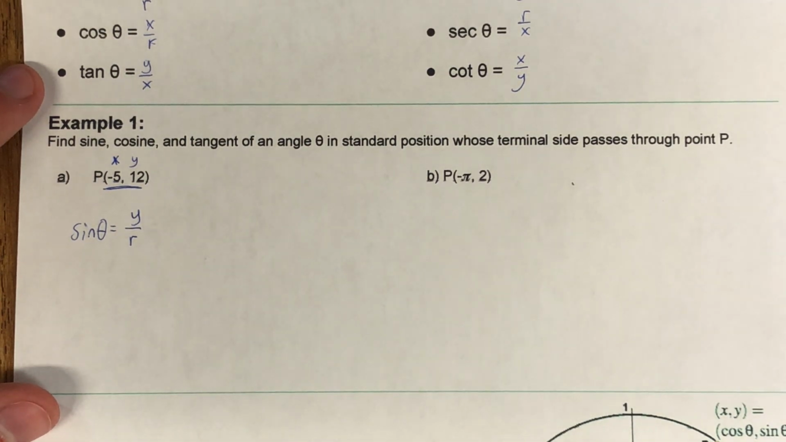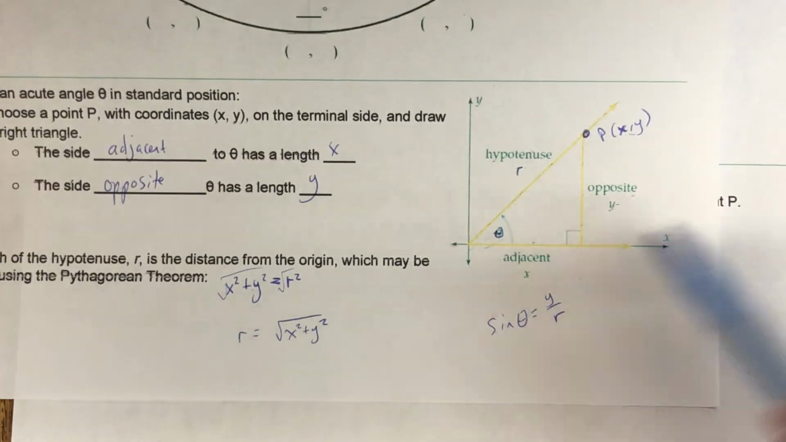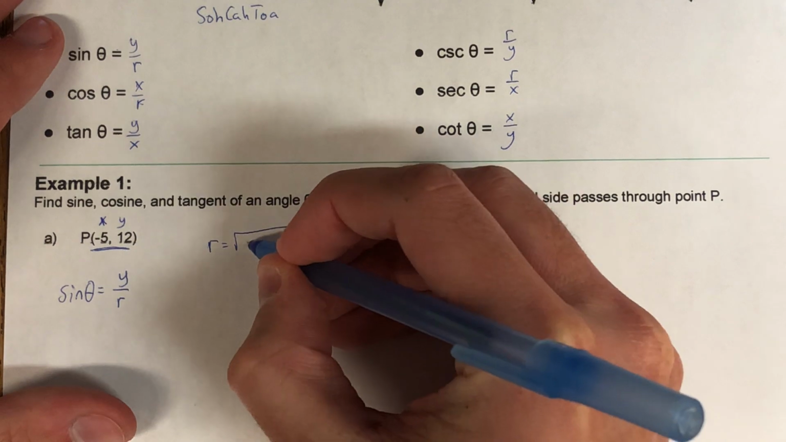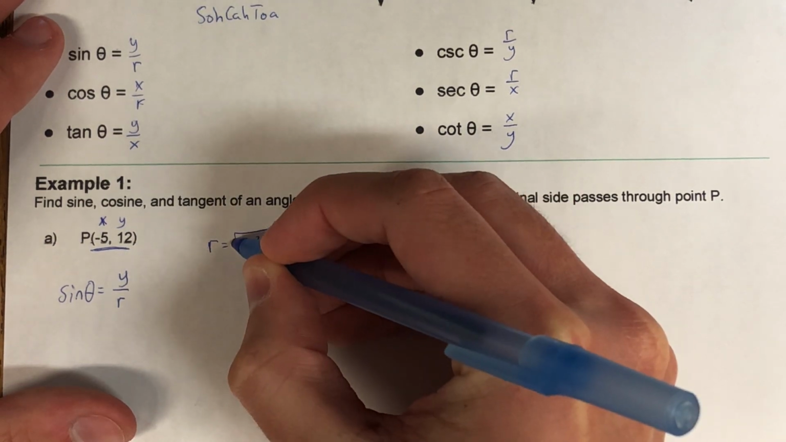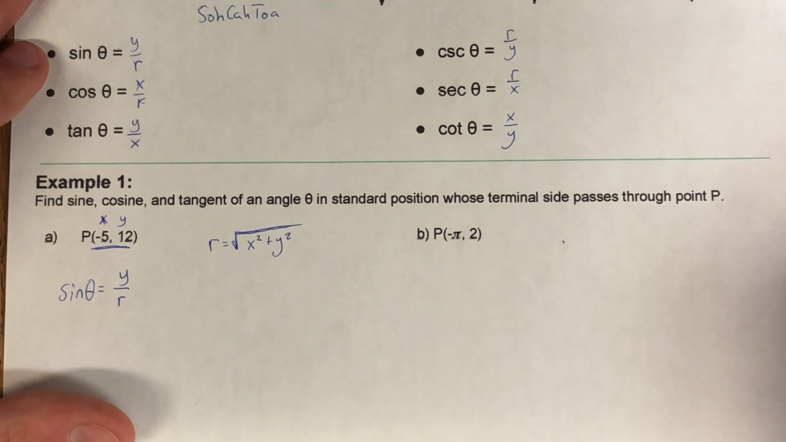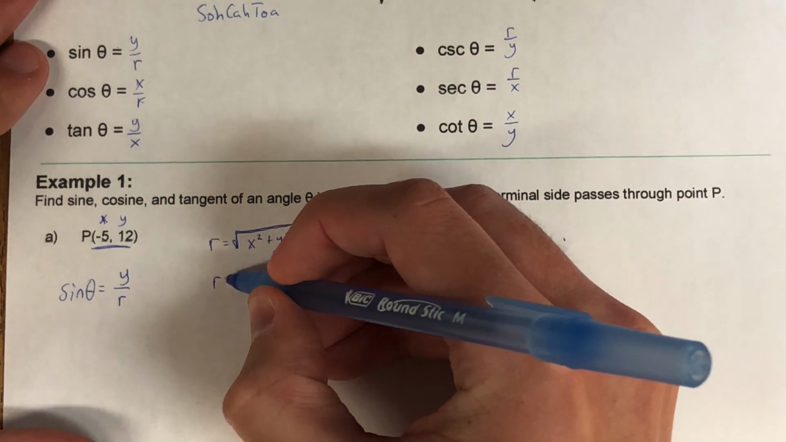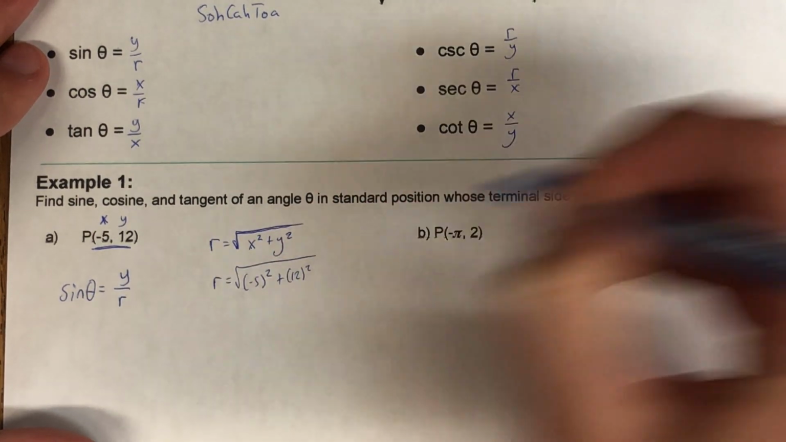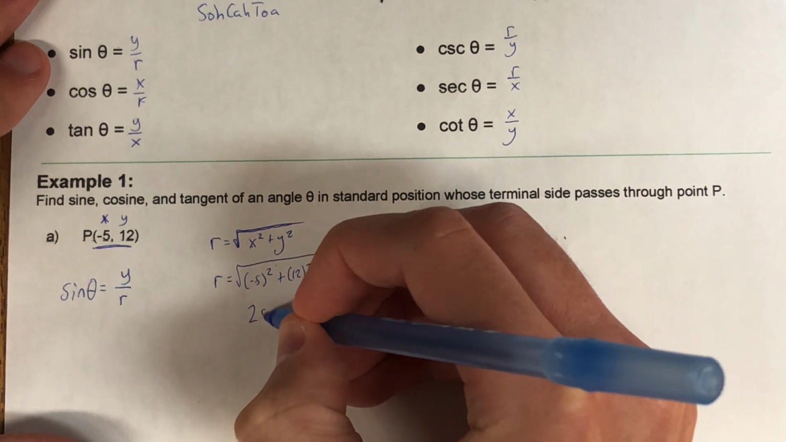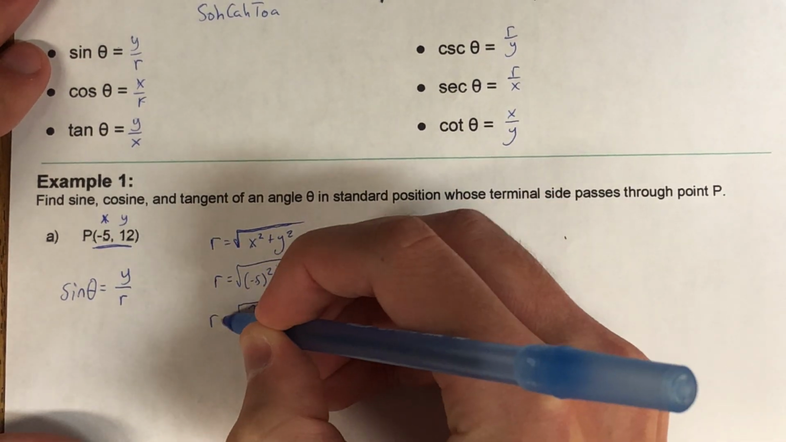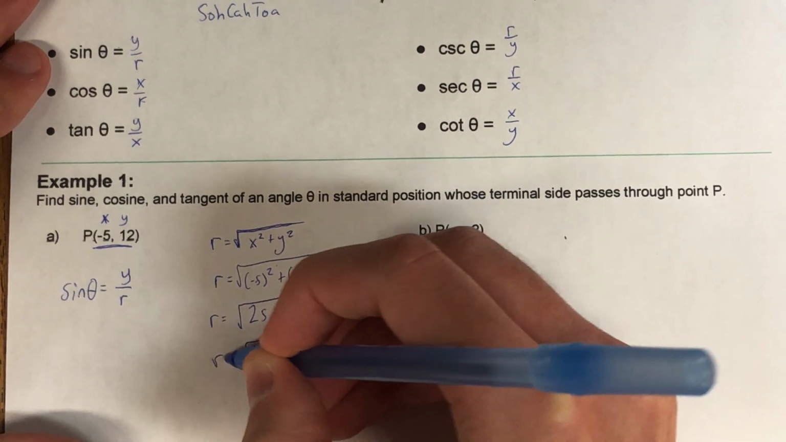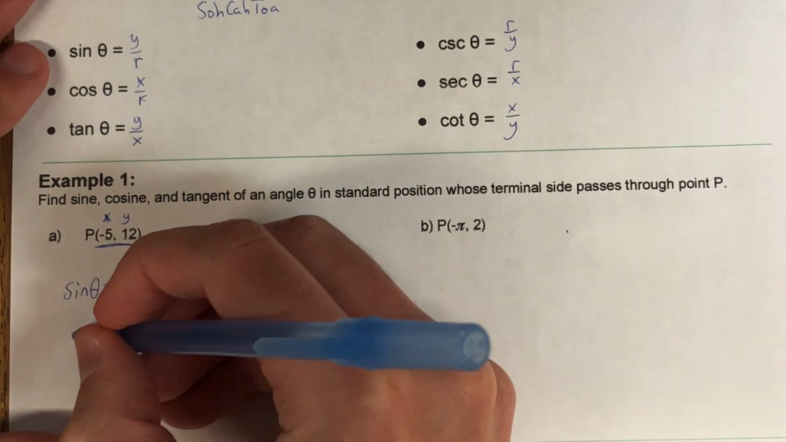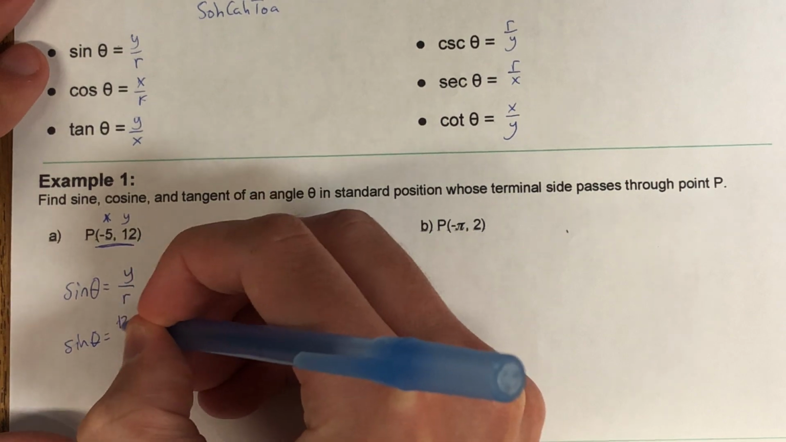So we have to figure out what our r value is. Remember, we determined that already. We can find r by taking the square root of x squared plus y squared, using the Pythagorean theorem. So x squared would be negative 5 squared, y is 12, so 25 plus 144. 25 plus 144 is 169. The square root of 169 is 13. So r is 13. Since y is 12 and r is 13, the sine of theta would be 12 over 13.